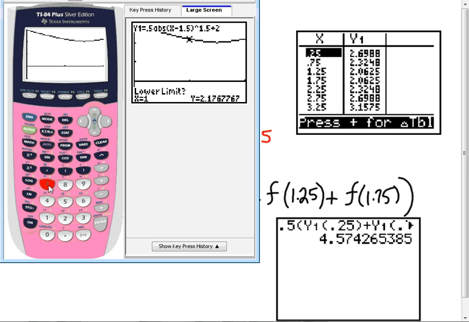So it's 7. And my lower limit is 0, and my upper limit is 2. There we go, and it'll shade.